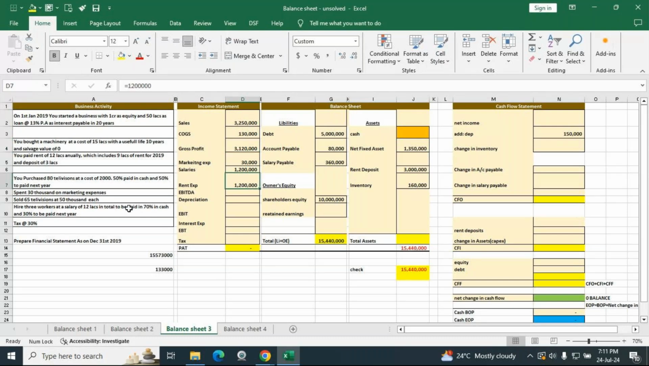So here rent, one second, rent, what they are telling, rent rupees 12 lakh annually. In that 9 lakh is the rent. So here I'll tell, 9 lakh rupees I need to take. Here 3 lakh rupees is the rent deposit and here 9 lakh I'll take.